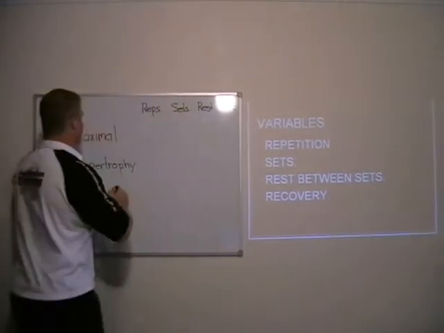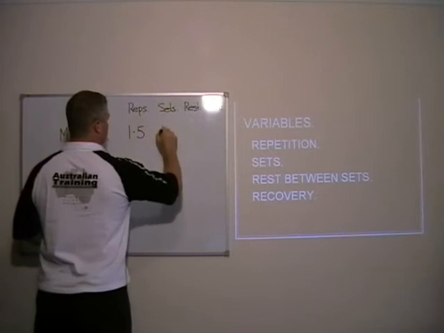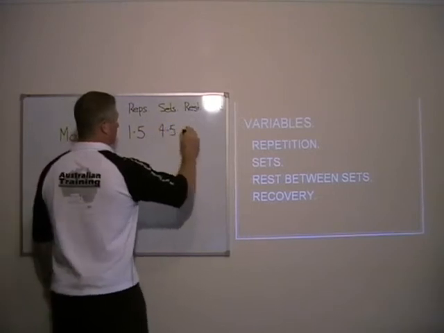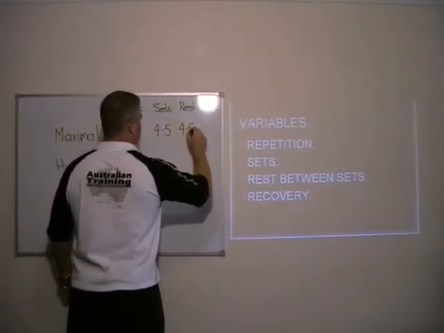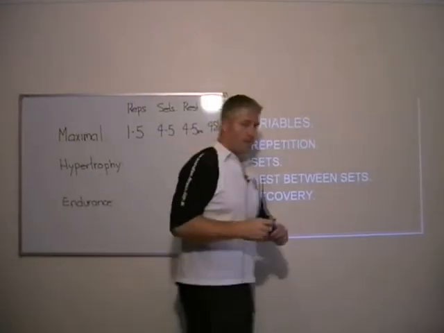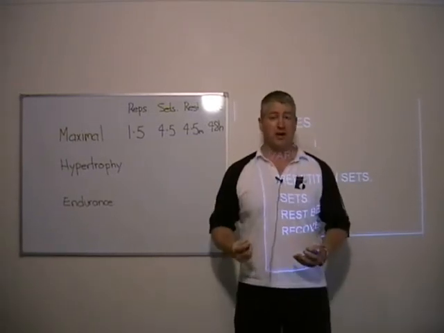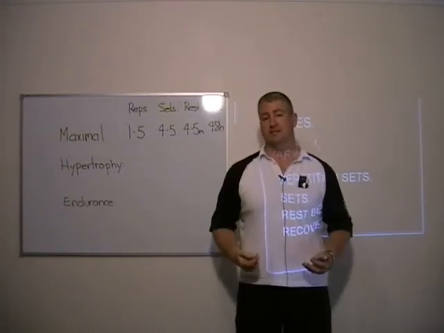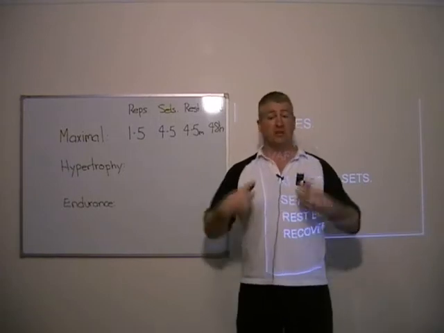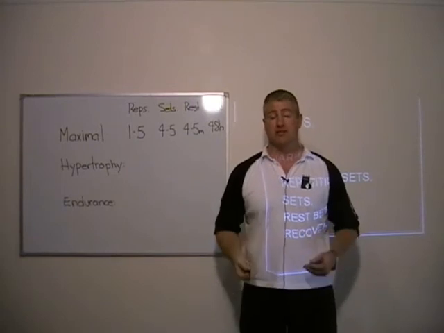For maximal strength, one to 5 repetitions. That's what we call low repetition training, lifting very heavy resistances. And that makes sense because we want to convince the brain to recruit as much of the muscle as necessary, or as much of the muscle as possible.